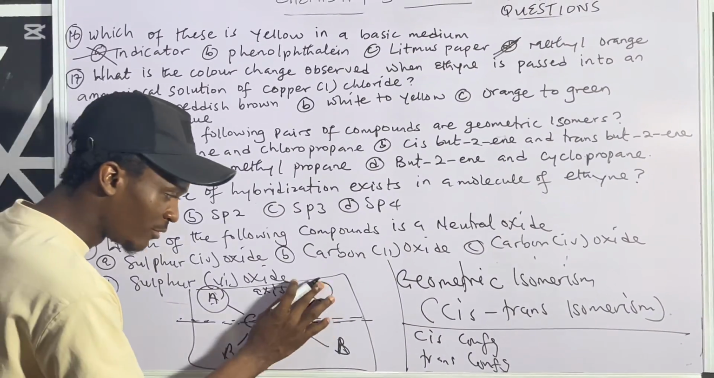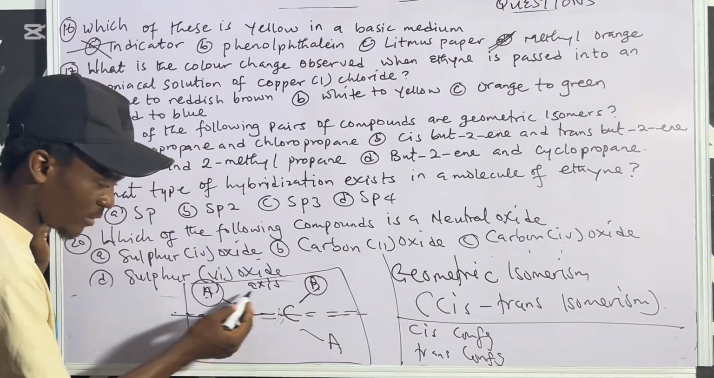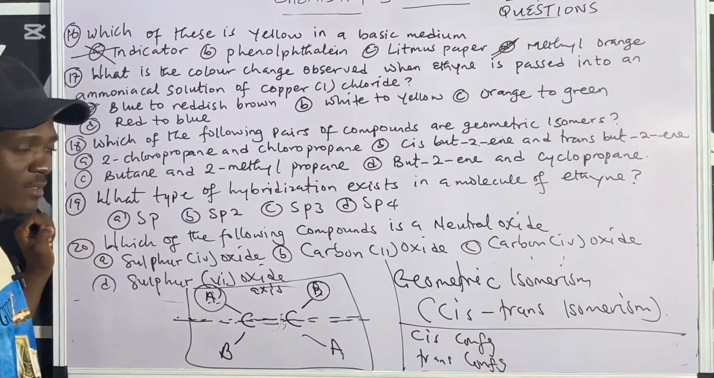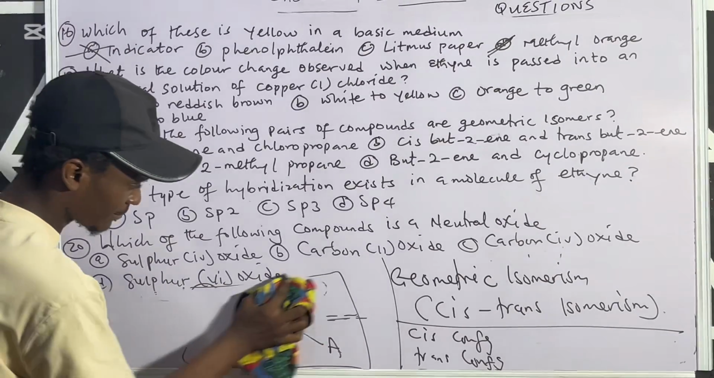So what if I removed this one and put B here and then put A here? In this case, these two now, they are what? Different groups on the same axis. So hence, this is called what? Trans. All right. So let me give you an illustration using a compound.